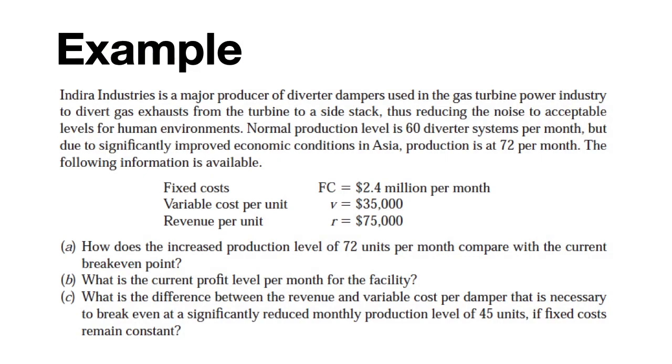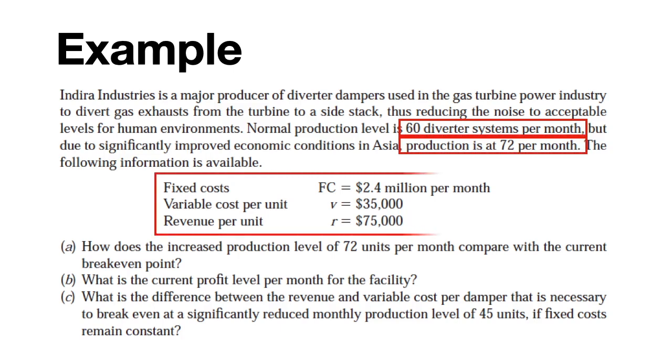In this example, we are going to apply the break-even analysis in a case study of Indira Industry. This company is a major producer of diverter dampers, used in the gas turbine power industry. Normally, they manage to produce up to 60 diverter systems per month. So the production unit is 60. But due to significantly improved economic conditions in Asia, amazingly, they managed to produce at 72 units per month.